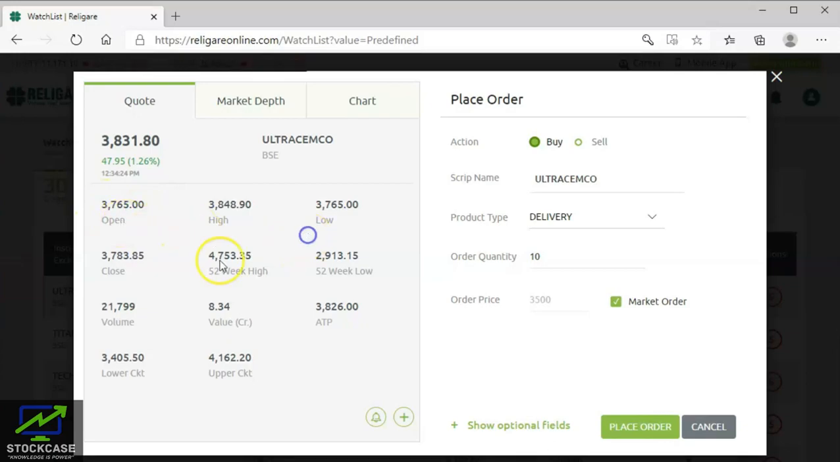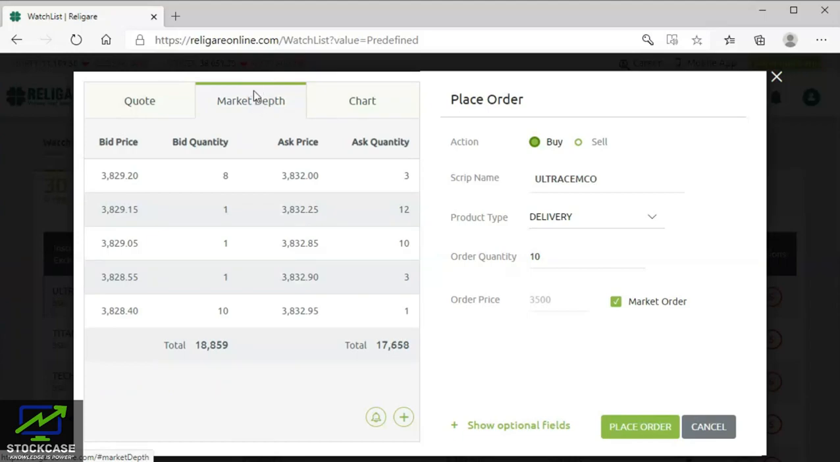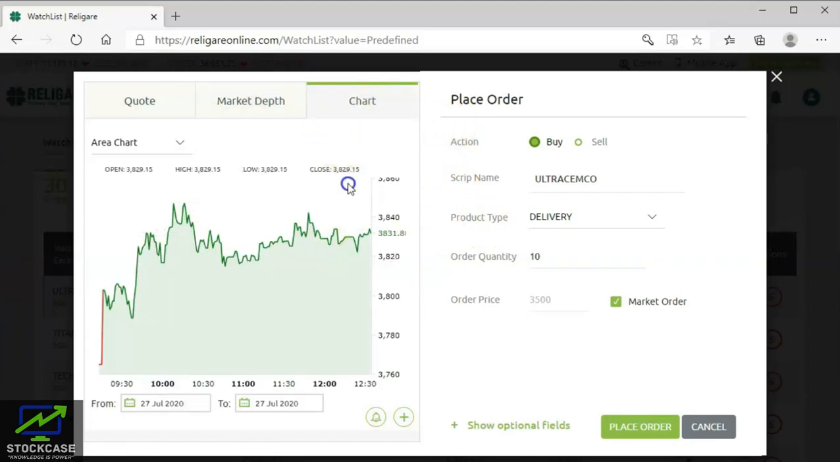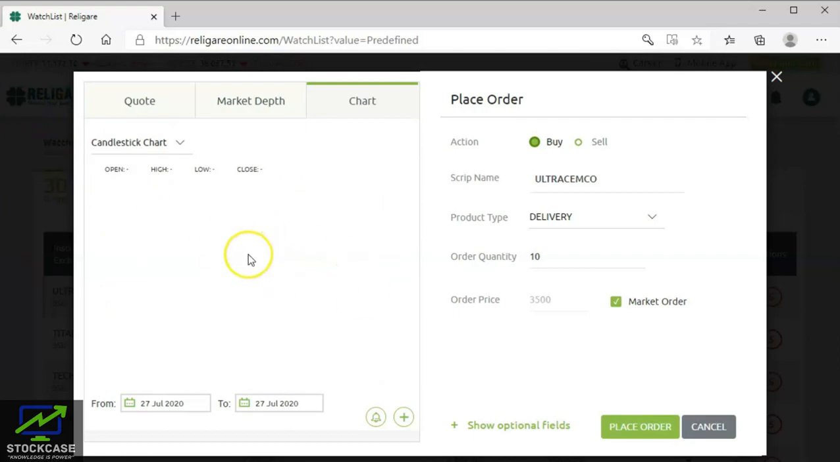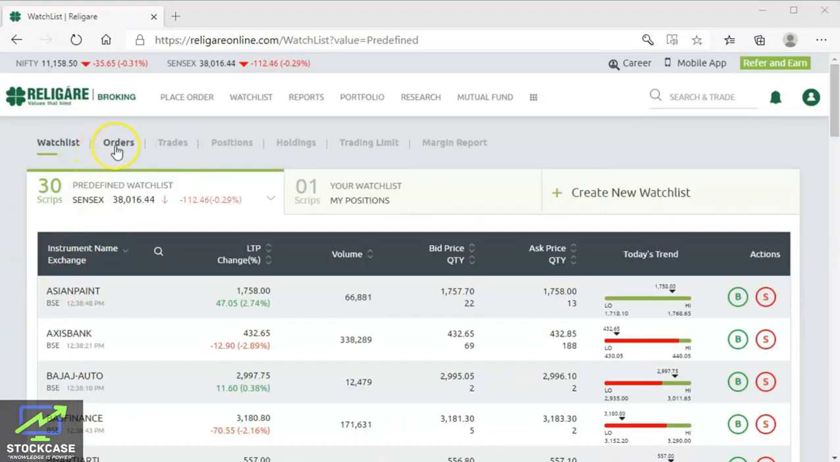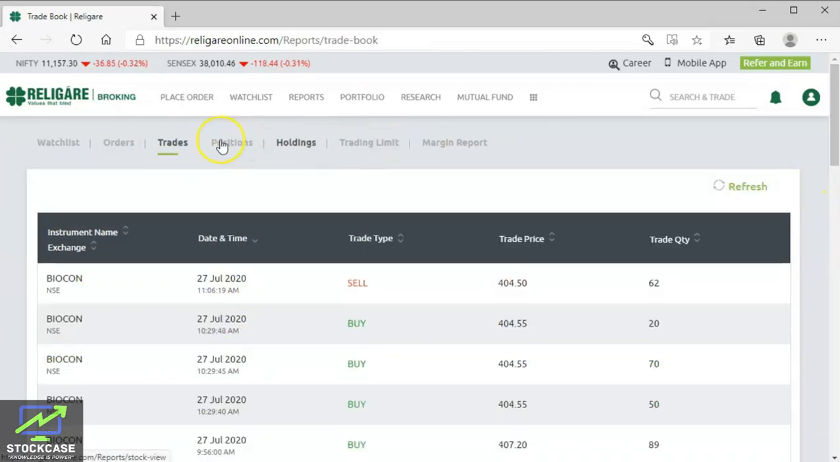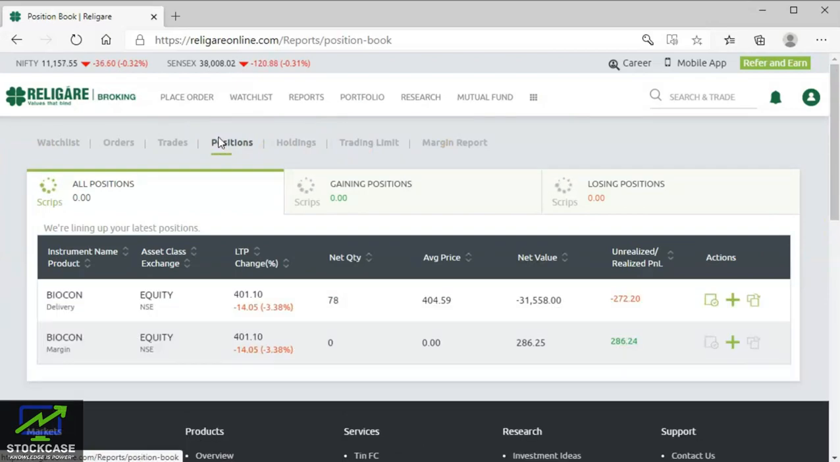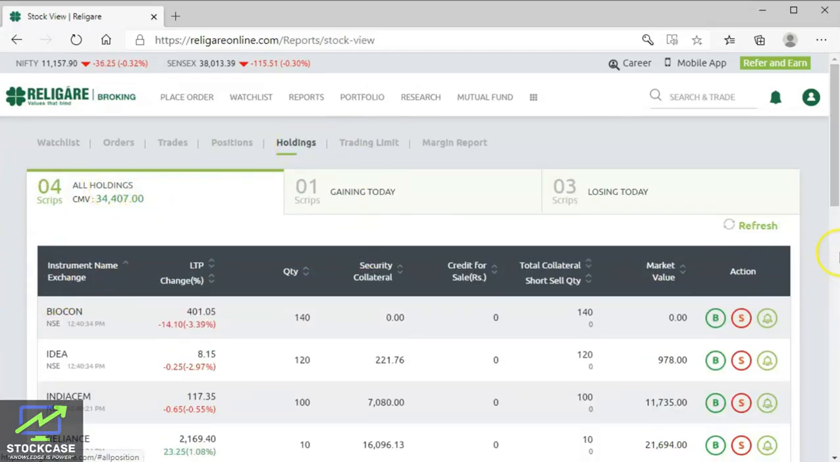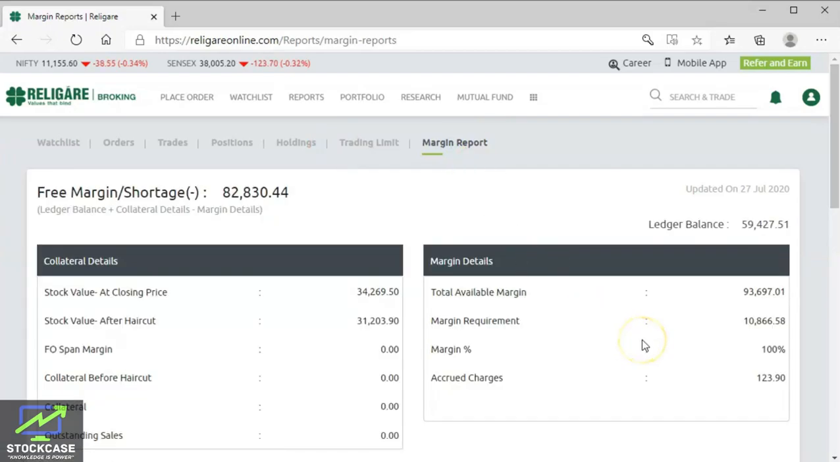Here you can see stock information like open, high, low, close, volume, etc. Click on market depth to see demand supply. To view charts, click on charts. I usually use candlestick charts. Now orders. All orders which have been placed can be seen under the order option. Under positions, you can see all the positions for that particular day along with the profit and loss for the day. Under holdings, you can see all your holdings along with the current market value. Margin report shows you how much cash and non-cash margin is available with you.